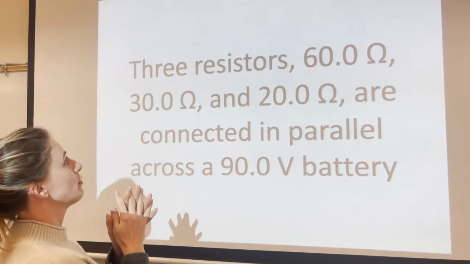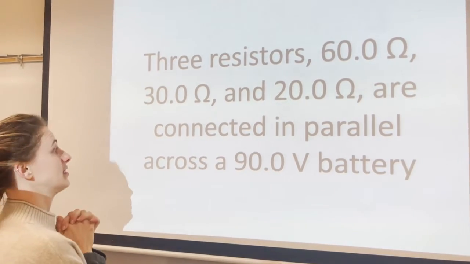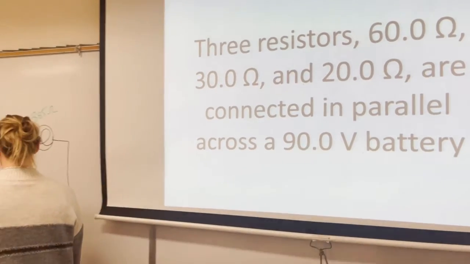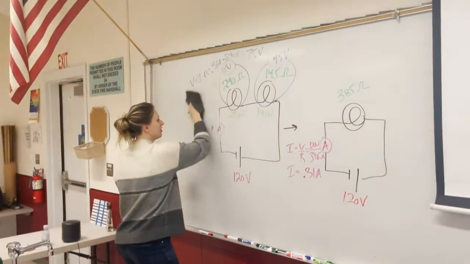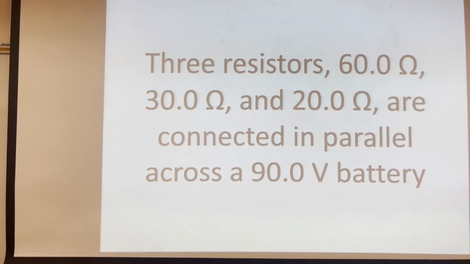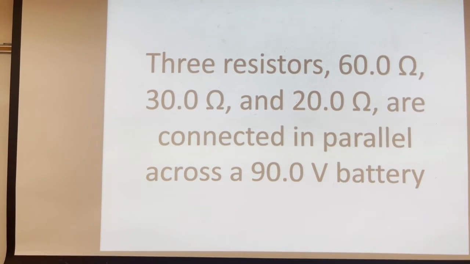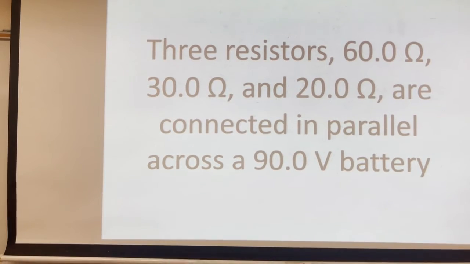Three resistors, a 60 ohm, a 30 ohm, and a 20 ohm, are connected in parallel across a 90-volt battery. So what's the first thing we need to do? We need to make a diagram that includes all the information. Let's see if you can get a parallel circuit started with these 60, 30, 20 ohm resistors and a 90-volt battery.